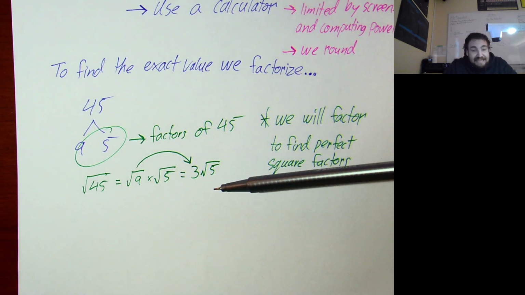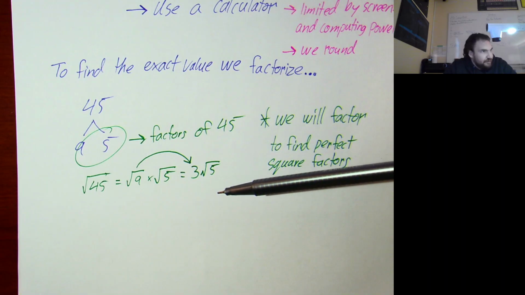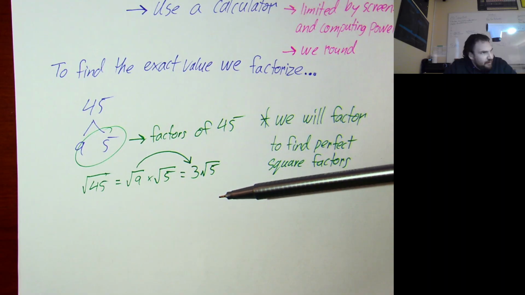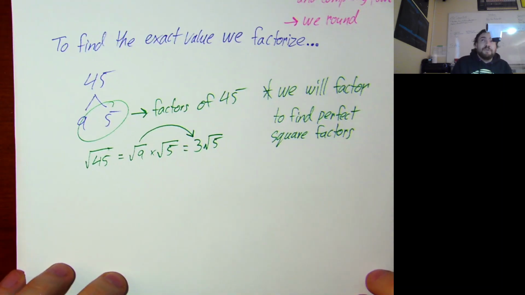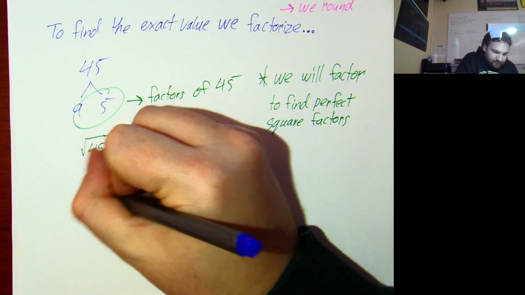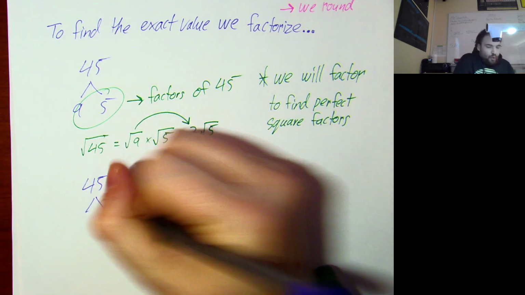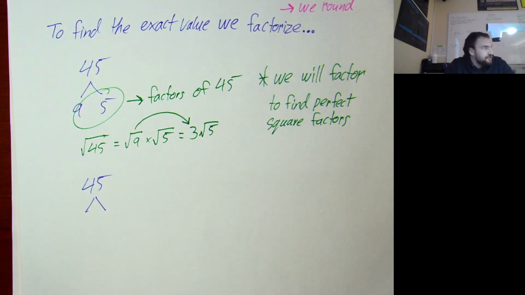So, Danny asks a really good question. What if the numbers we pick aren't perfect squares? That's a phenomenal question. Danny, I'm glad you asked it. Let's do it again. Same starting number. We're going to start with 45. What are two more factors of 45? And I want you to pick them such that neither of them are perfect squares.